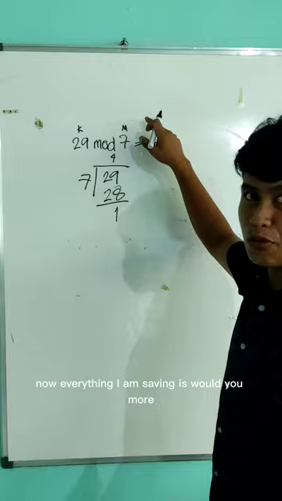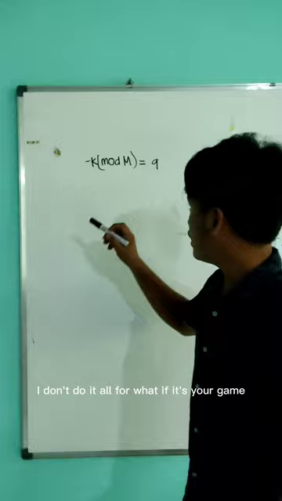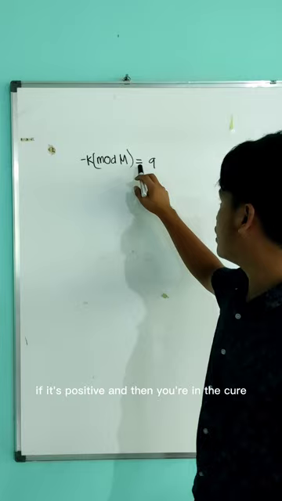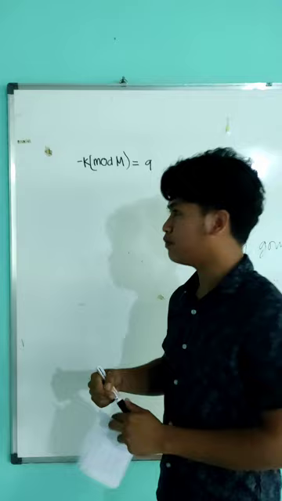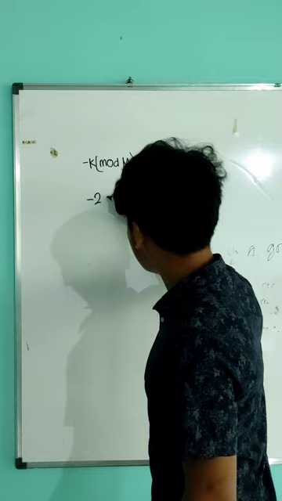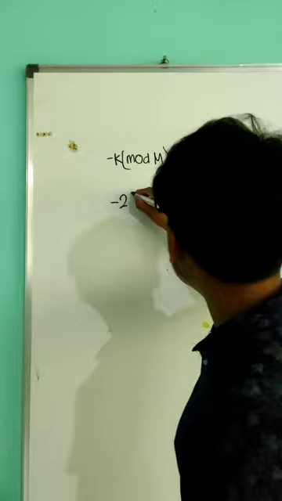is congruent to 4. What if your k is a negative integer? Then your k mod m is positive and the quotient q is a positive integer. So for example, negative 2 as your k, then mod 5 is congruent to 3.